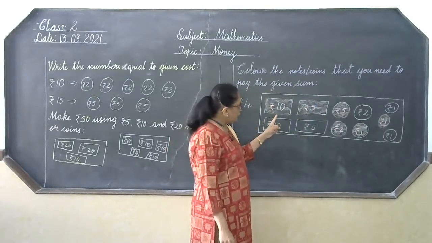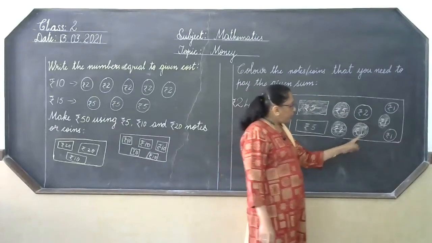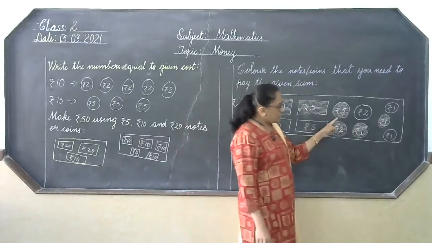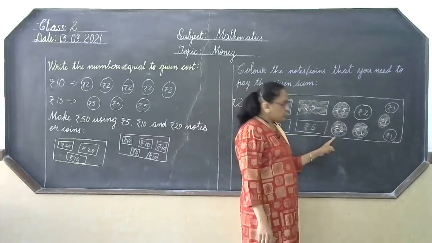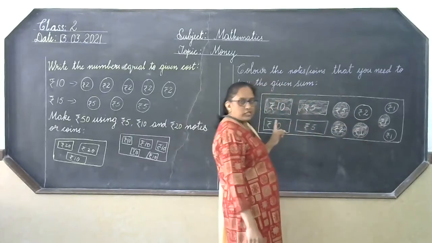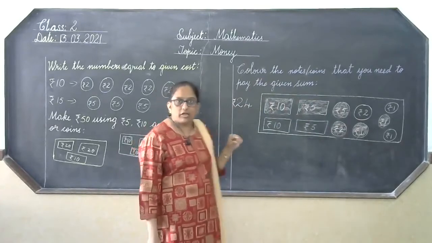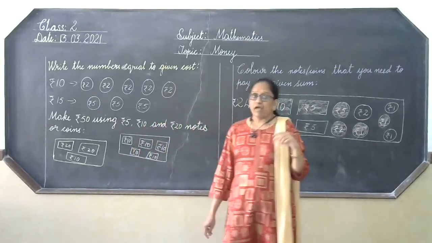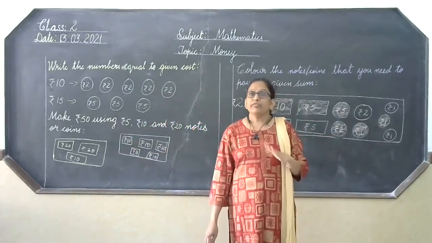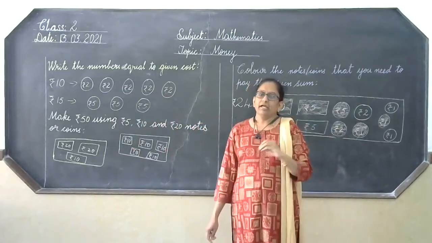Here 10 rupees I have colored, 5 rupees, 5 rupees, 2 rupees, 1 rupee, 1 rupee. See here 10 plus 5 is 15, 15 plus 5 is 20, 20 plus 2 is 22, 23, 24 rupees. Understood, children? This is one type of sum. So in the textbook and workbook, you have the exercises. I will post them in the online group. Then you have to finish them. Understood? If you don't understand, watch the video again and do it.